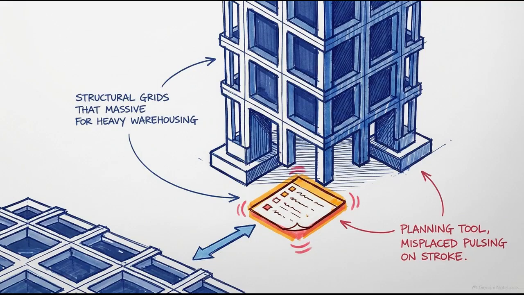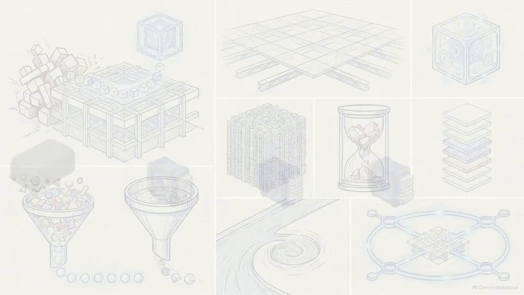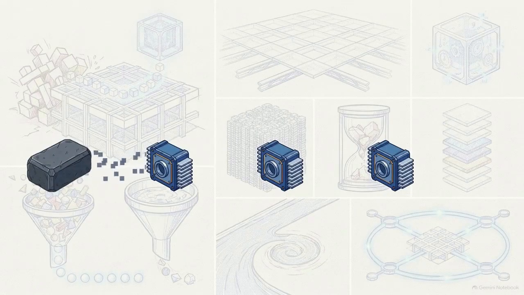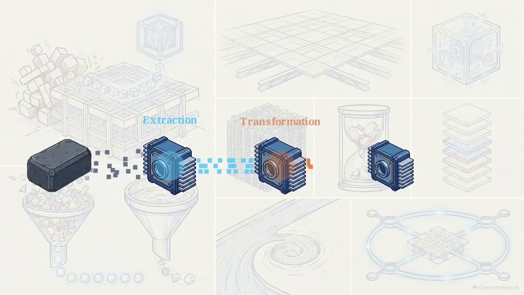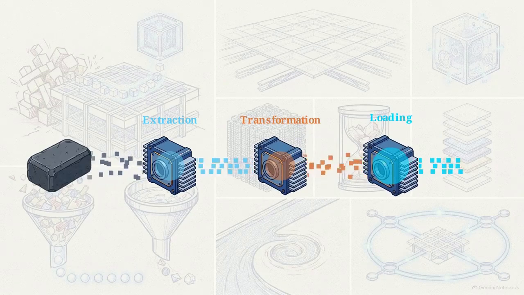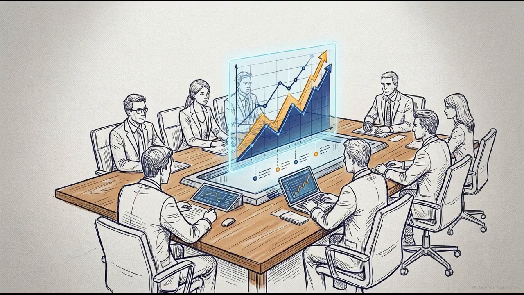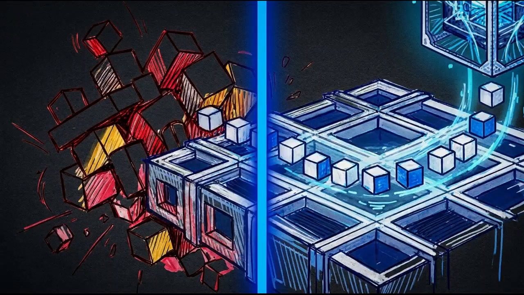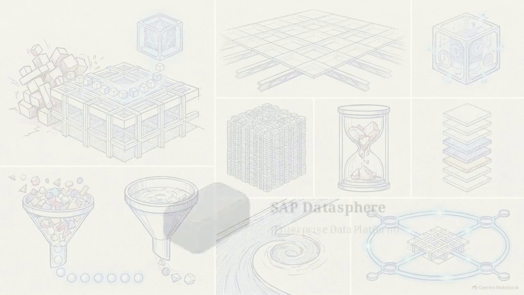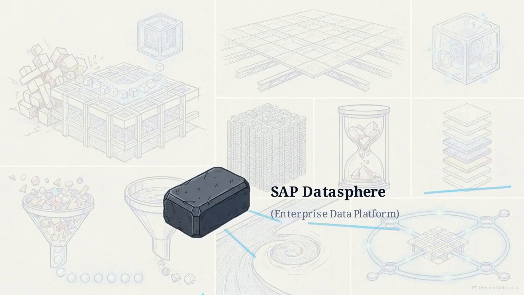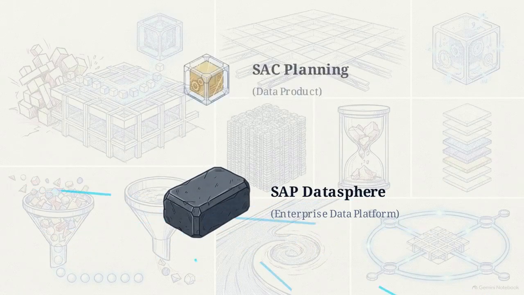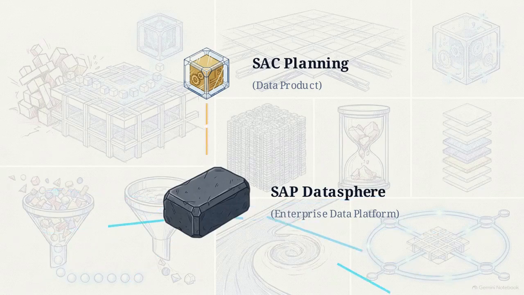This is a misapplication of the tool's purpose. It treats SAC as an engine for heavy ETL, the extraction, transformation, and loading of raw data, rather than a focused workspace for decision-making. Solving this requires a clear separation of concerns. SAP DataSphere serves as the enterprise data platform to manage the volume, while SAP Planning functions as the specialized data product to drive business outcomes.